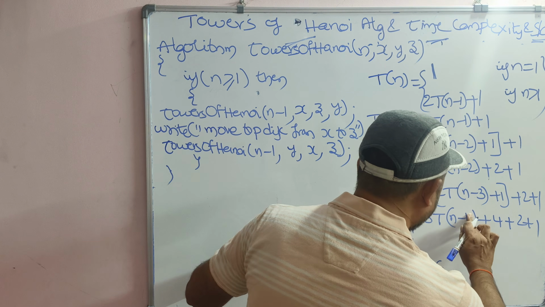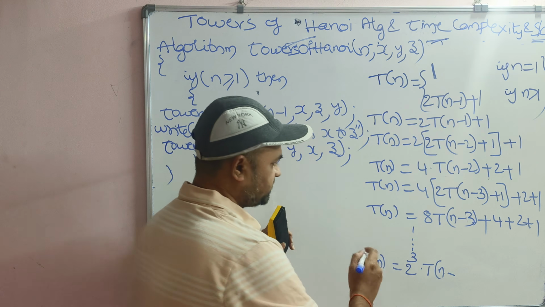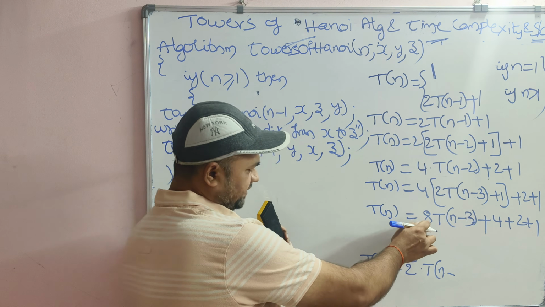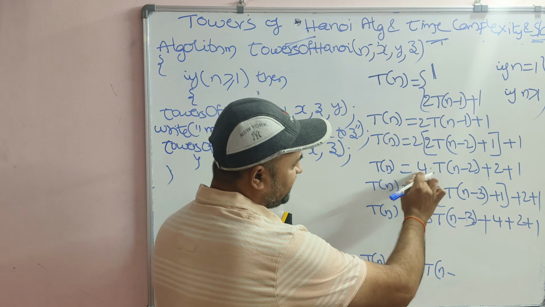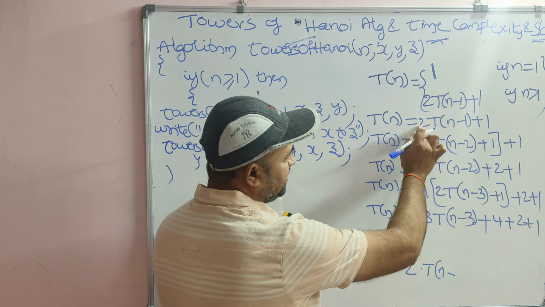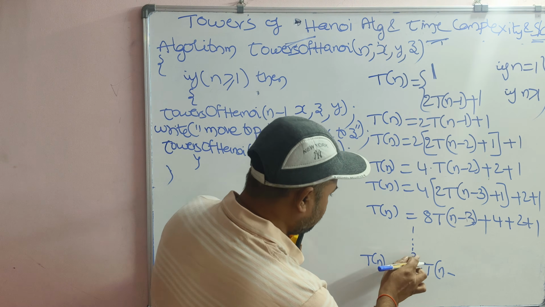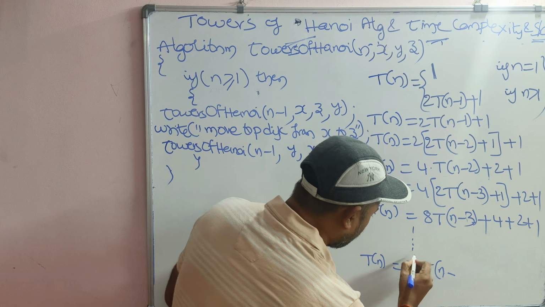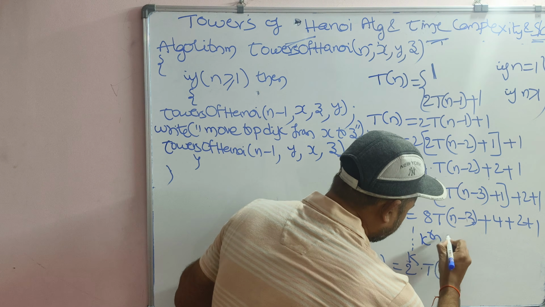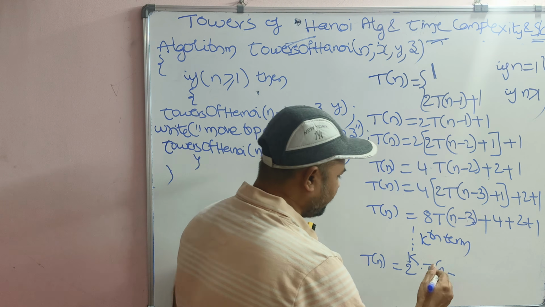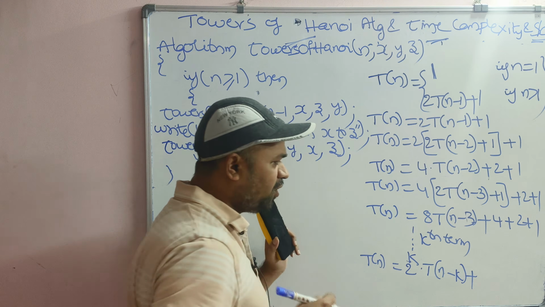I'm sorry, here what is the value? n minus 8t n minus 3. So n minus, here 2 power 3, here the value is 3. Here 2 square, the value is 2. Here 2 power 1, value is 1. So this 3 is nothing but the k formula. So 2 power k into, so this is the kth term. So 2 power k into t of n minus k plus, next we have 4.